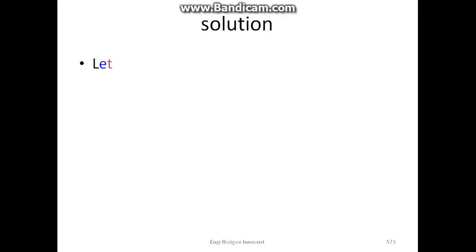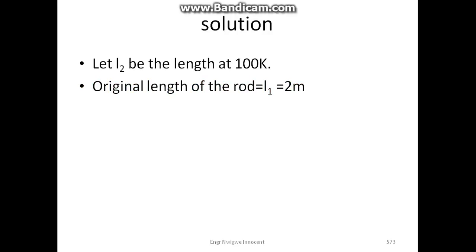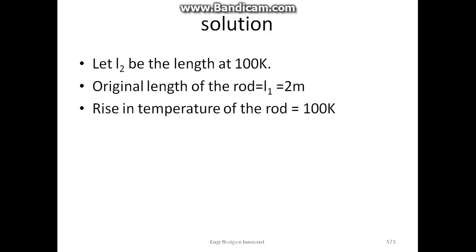Solution. Let L2 be the length at 100 Kelvin. Original length of rod L equals L1 equals 2 meters. Rise in temperature of the rod is equal to 100 Kelvin. From linear expansivity, alpha is equal to L2 minus L1 all over L1 times temperature rise.